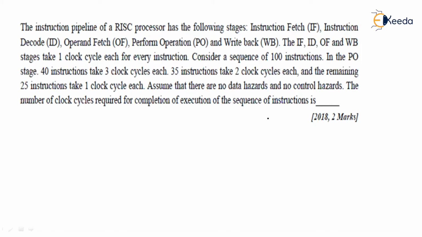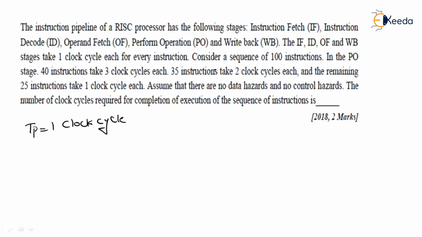Okay, let us have a look at this. Again, there are 5 stages: 1, 2, 3, 4, and 5. Now here, all these stages take 1 clock cycle each for every instruction. So the pipeline time is equal to 1 clock cycle per instruction. TP is equal to 1 clock cycle.